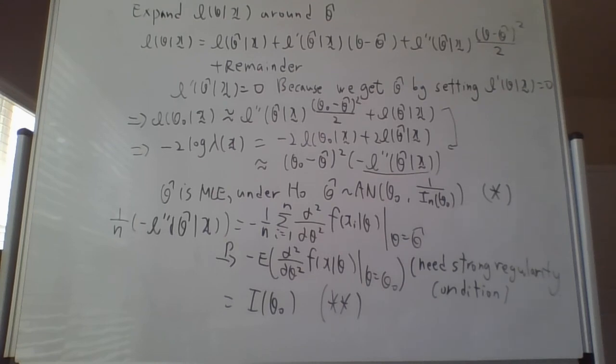So this observed information number divided by n converges in probability to a single information number. For that convergence, we need a strong regularity condition, but we assume that we have it. So under that assumption, the observed information number divided by n converges in probability to the single information number under theta 0.